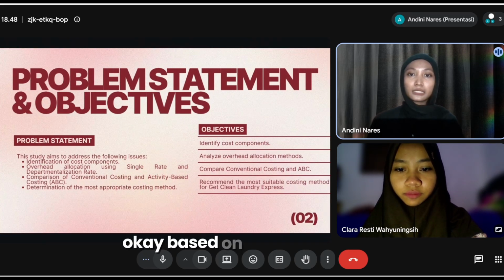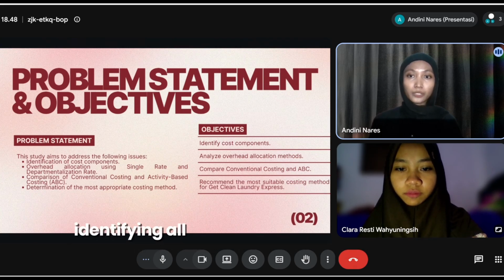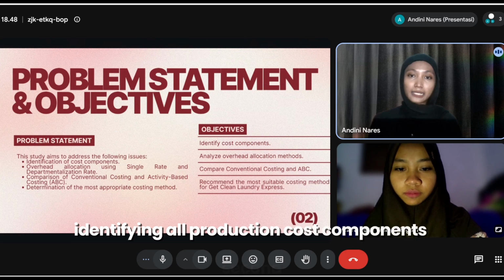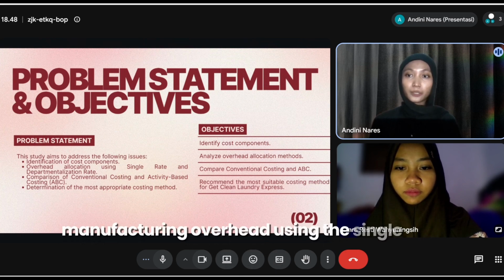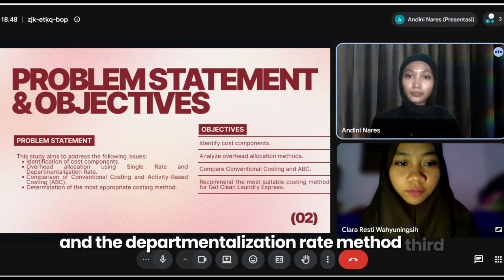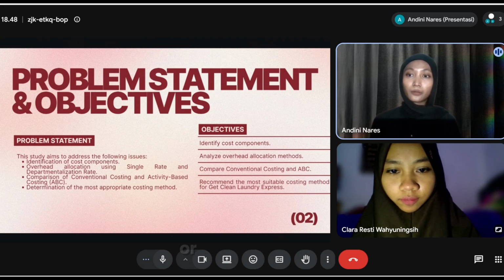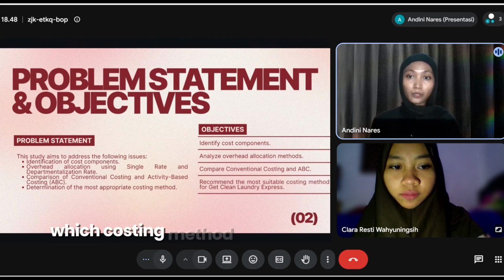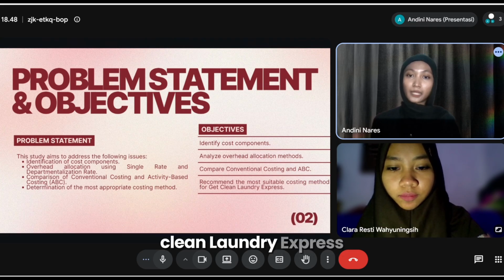Okay, based on this background, our study addresses four main problems. First, identifying all production cost components. Second, allocating manufacturing overhead using the single rate method and the departmentalization rate method. Third, comparing conventional costing and activity-based costing or ABC. And finally, determining which costing method is the most appropriate for Get Clean Laundry Express.